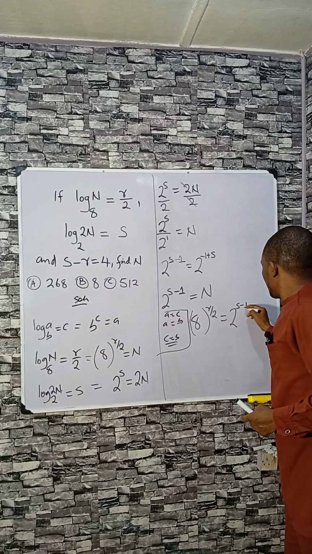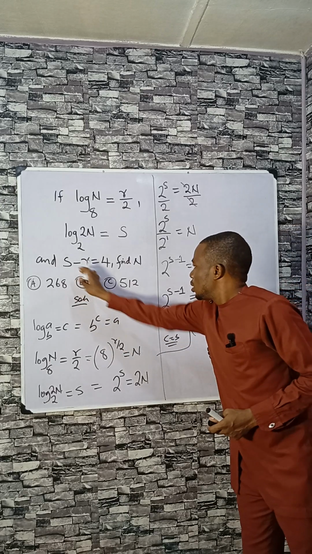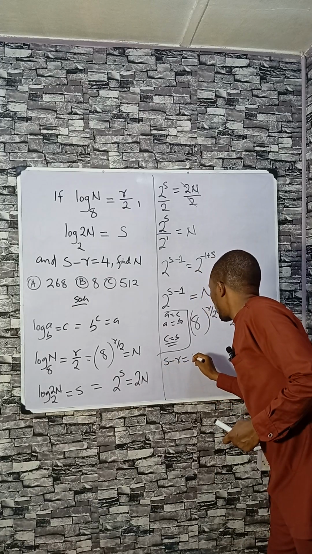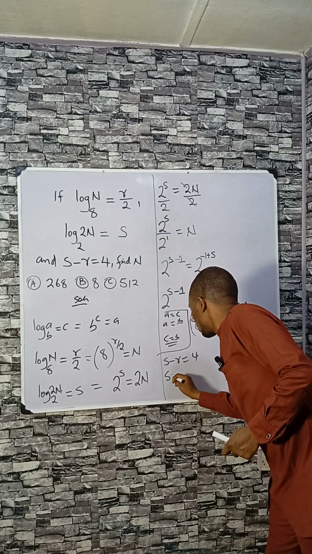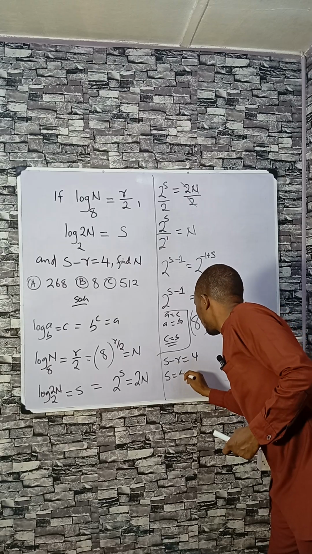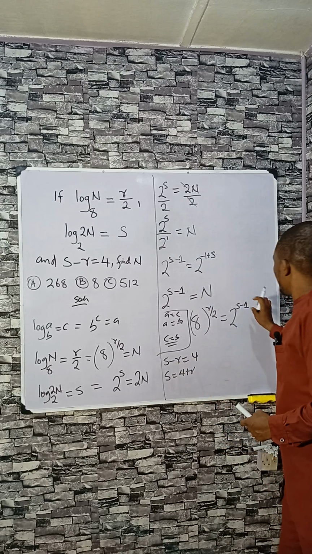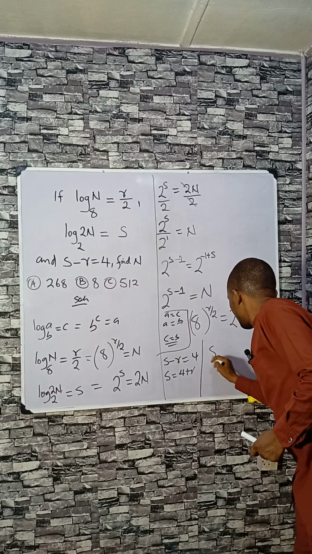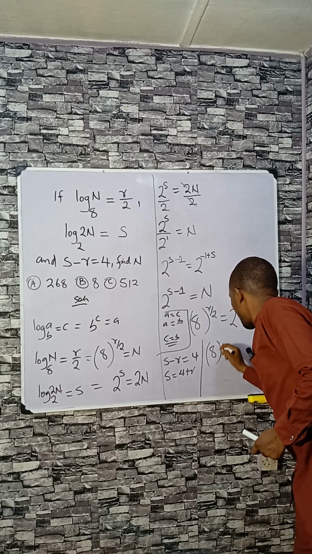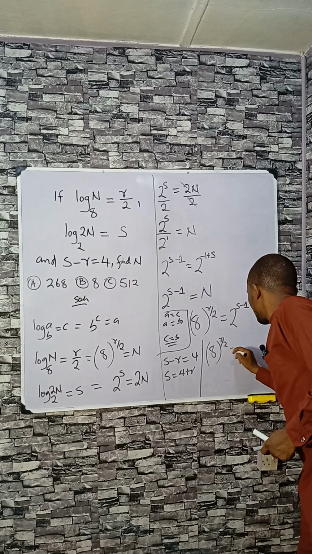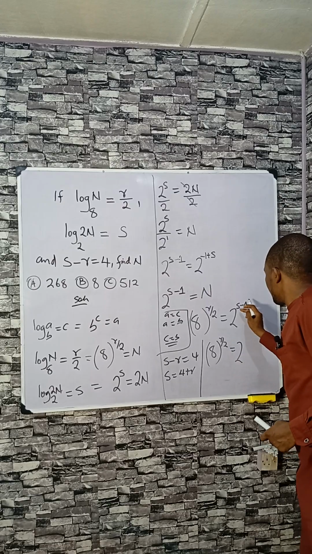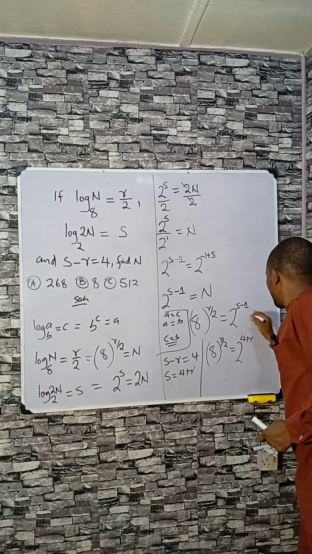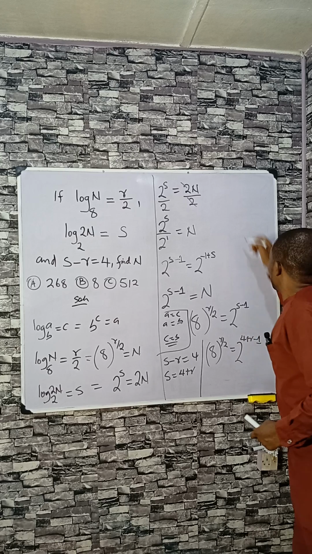2 raised to s minus 1. But s minus r equals 4. That means s equals, by adding r to both sides, 4 plus r. So we replace s here. Now 8 raised to the power r divided by 2 equals 2 raised to the power, in place of s we put 4 plus r, then minus 1.